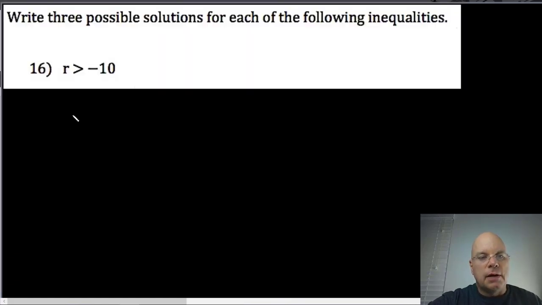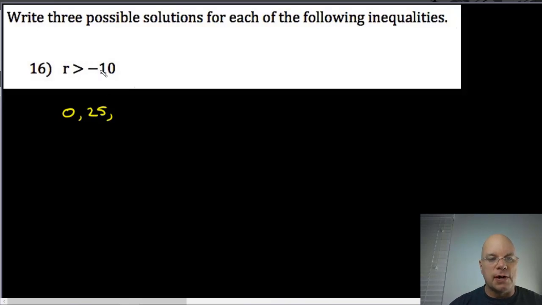Finally, we want to write 3 possible solutions for the following inequalities. For number 16, we have r is greater than negative 10. Just listing them really. Anything greater than negative 10 will be part of the solution set. So 0 is greater than negative 10. 25 is greater than negative 10.